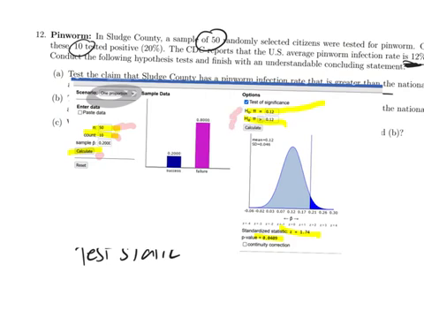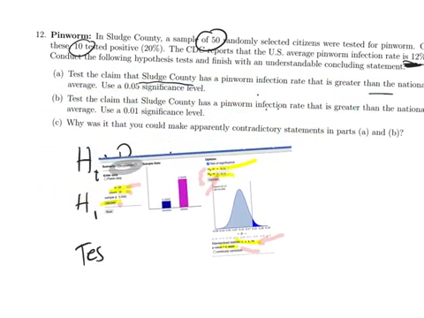This is why I think it's good practice to write the hypotheses in symbols on paper first. That way, when you come to the applet, it's really easy to use. Remember, click on that little button and set it to right-tailed, left-tailed, or two-tailed. Then it'll tell you the test statistic and the p-value.